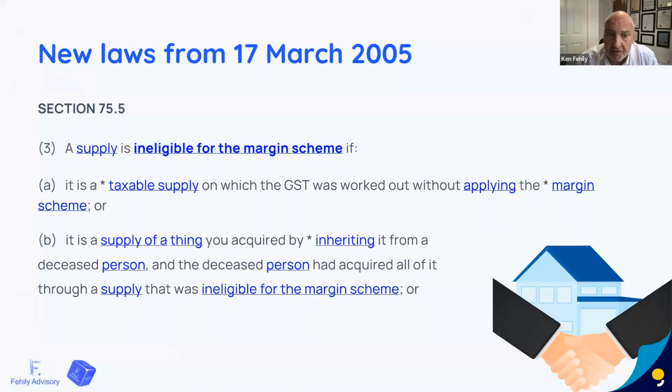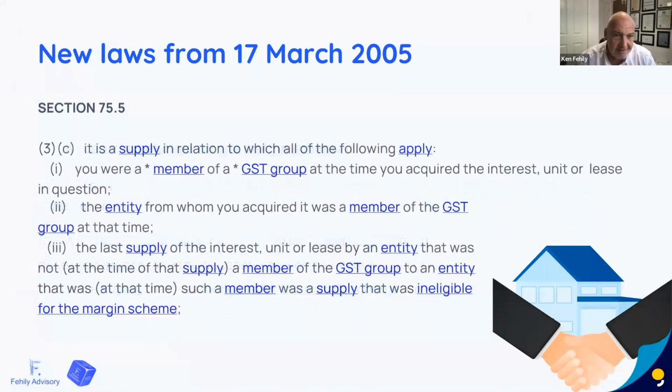And then we also introduced, and I was involved in this, a supply that you acquire from inheriting from somebody, and that person acquired it through a taxable supply that wasn't under the margin scheme. This is just putting the toe in the water. This is 17 March 2005. The government's still working out how do we get the rest of them, making somebody pay tax on someone else's margin. They weren't ready yet. So this is 2005.